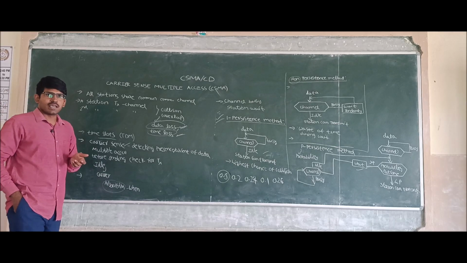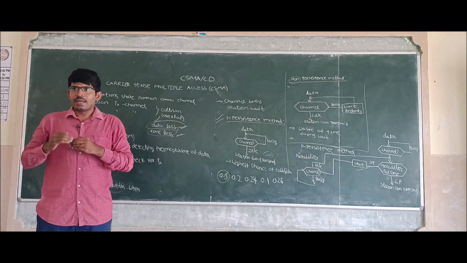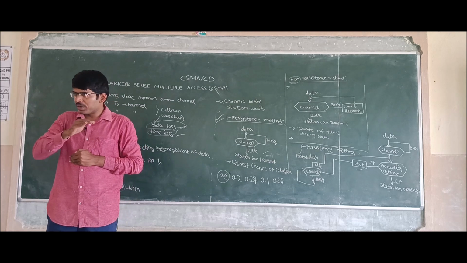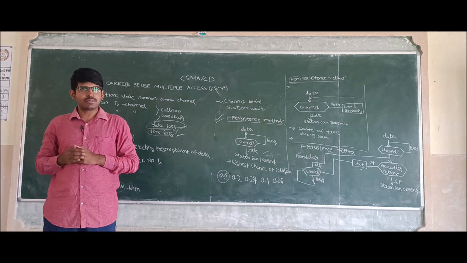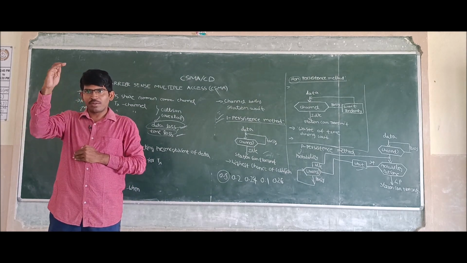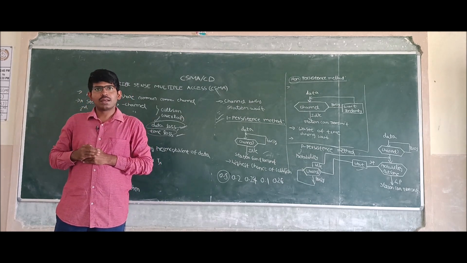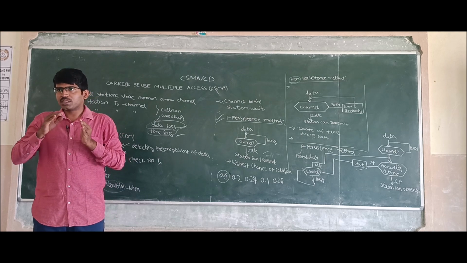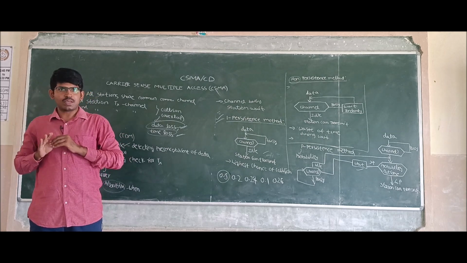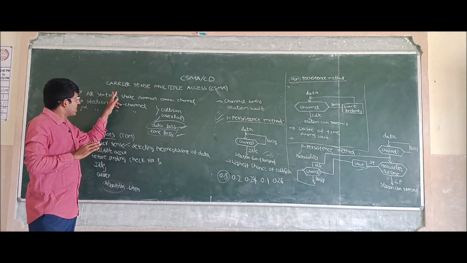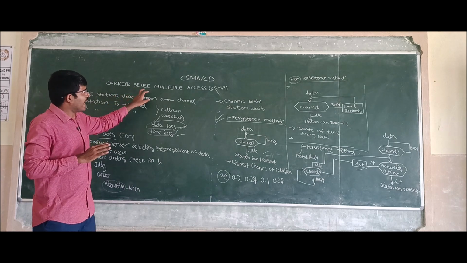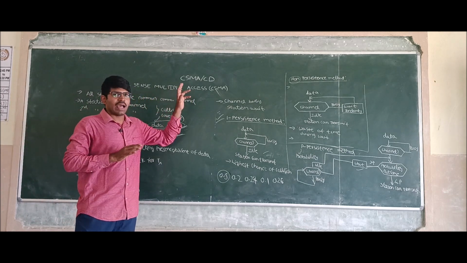We have been discussing the data link layer. We have completed the aspects of the physical layer, and we have moved to the higher level, that is the data link layer. In the data link layer, we are sending the information in the form of frames. Here, we are discussing carrier sense multiple access.